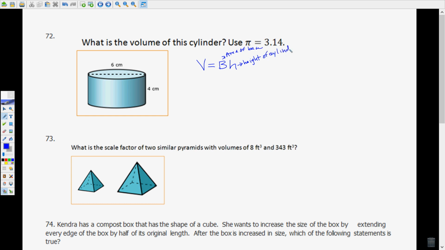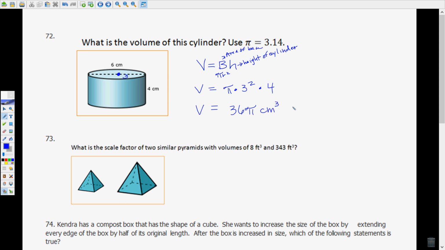Okay, so the area of our base is a circle, and so that area formula is pi times radius squared. So that is one that you'll need to remember. Over here we have the diameter, so we want to half that to find the radius, and we have pi times 3 squared times the height of the cylinder, which is 4. 3 squared is 9. 9 times 4 is 36. If you leave this in terms of pi, your answer is 36 pi cubic centimeters.